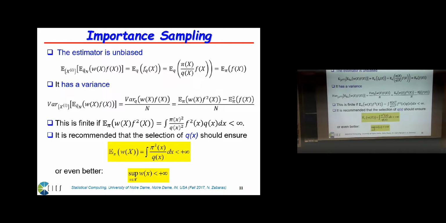When you take the expectation of W squared F squared under Q, this is equal to this term. And then of course you're going to have minus the expectation of this under Q, which is equal to actually the expectation under pi of F, the whole thing squared.